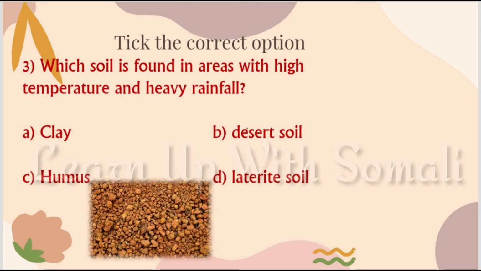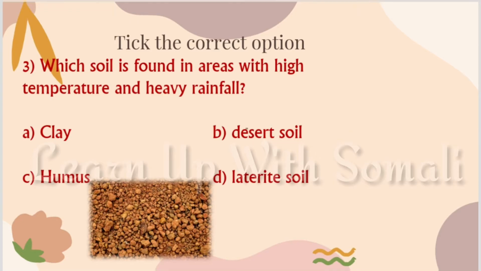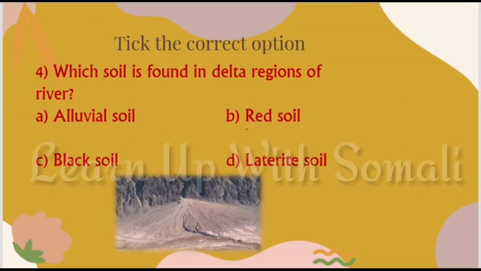Moving on to question number 3 of tick the correct option. Which soil is found in area with high temperature and heavy rainfall? The answer is laterite soil. Now let's look into question number 4 of tick the correct option. The question is, which soil is found in the delta regions of river? The answer is alluvial soil.